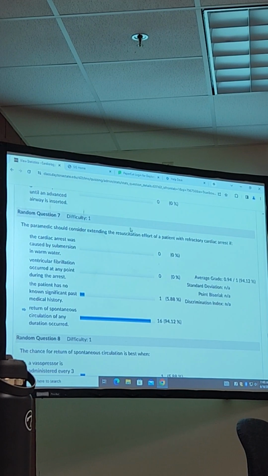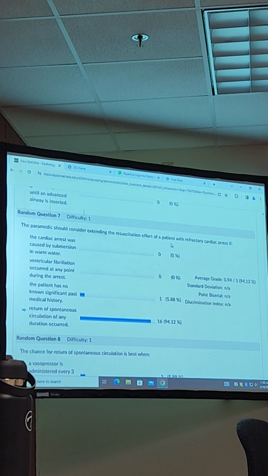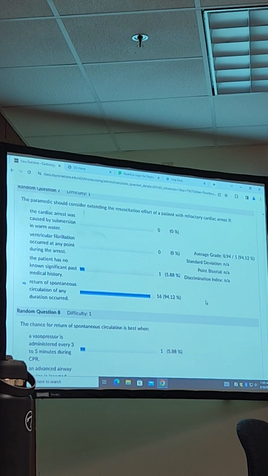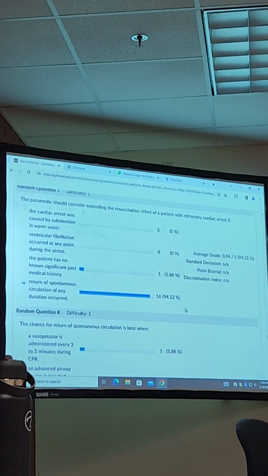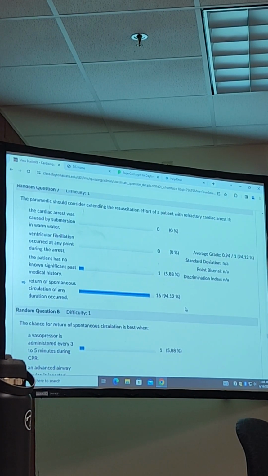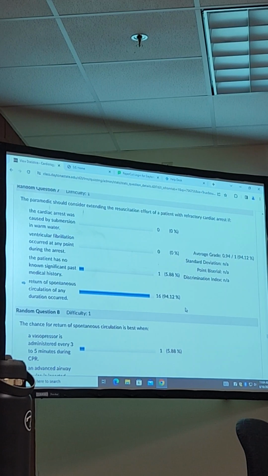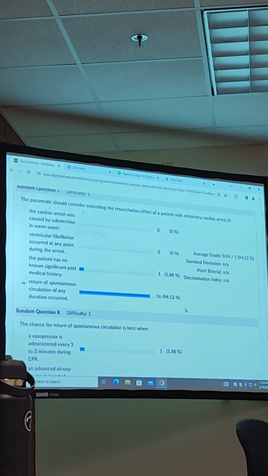You should consider extending resuscitation effort on a patient with refractory cardiac arrest if we've gotten ROSC at some point. So what they're talking about here is we're working the code. Whatever we did in our treatment room, oh my God, we got pulses, and then we lost them. Are you gonna call it? No, if we at some point got pulses back, we should definitely work them all the way to the hospital.